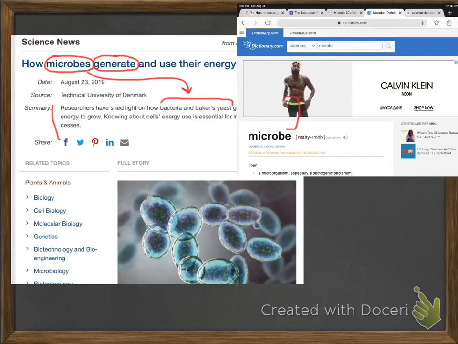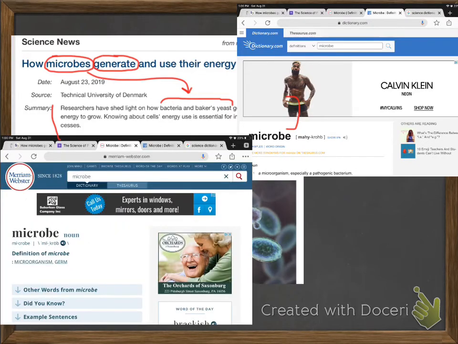When I looked up microbe in dictionary.com, I got a microorganism, especially a pathogenic bacterium. Ooh. When I looked it up in Merriam-Webster, I got a microorganism, a germ. Now, in some cases, you'll need to scroll down in the dictionary because there may be more information as we go. And you'll notice on Merriam-Webster, they give you these little down arrows: other words from microbe, did you know, and example sentences. Those can be helpful if you're still struggling to figure out what the word means.